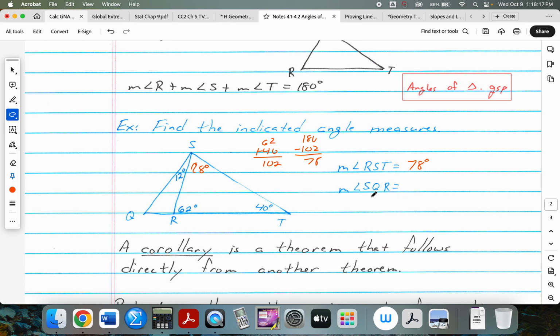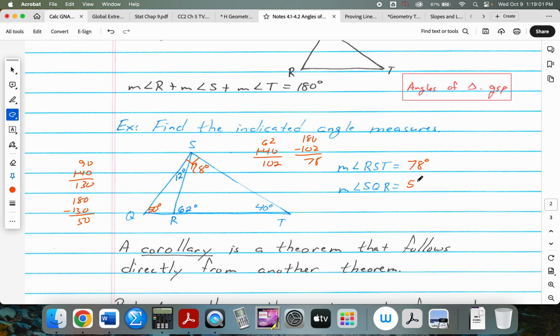Now I want to find the measure of angle SQR, or just angle Q. There are 2 entirely different ways to approach this. I'm happy to take any suggestions that you would have. Christina? Use the big angle, QST. Okay, use the big triangle, QST. How much is this whole angle up here? 90. 12 plus 78 is 90. So I could do 90 plus 40 is 130. From 180 leaves exactly 50.